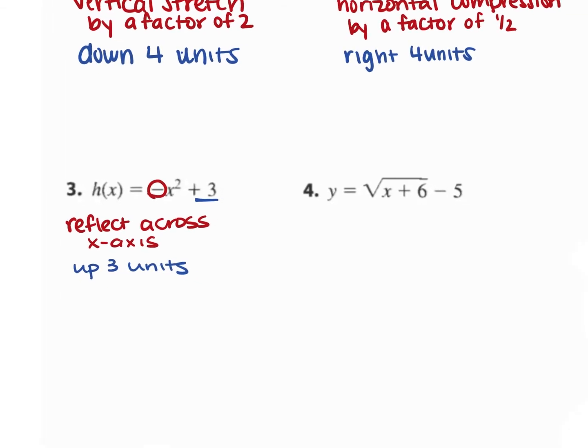For number 4, we have y is equal to the square root of x plus 6 minus 5. Underneath that radical, we have that plus 6. So we're going to the left 6 units. Then we have that minus 5 after the radical, so we're also going down 5 units.